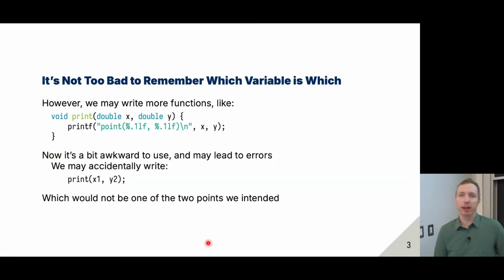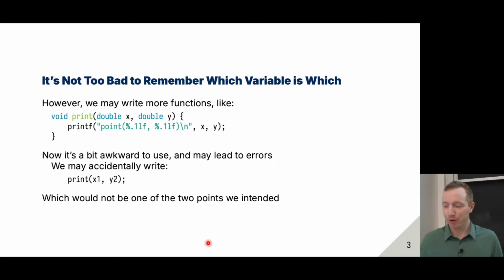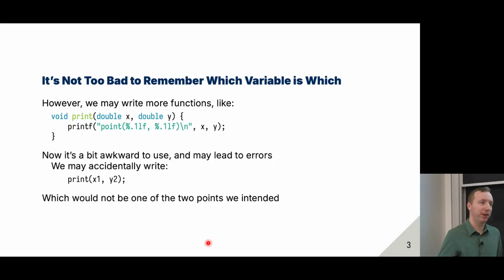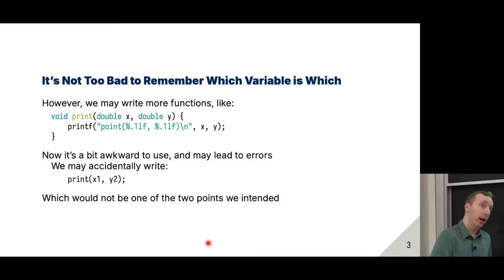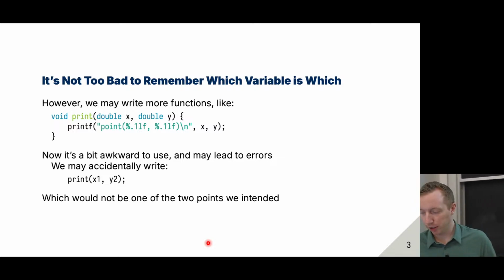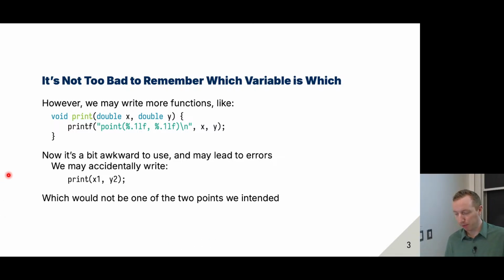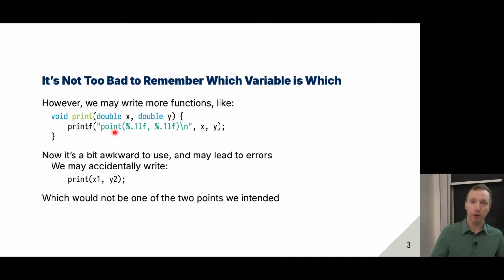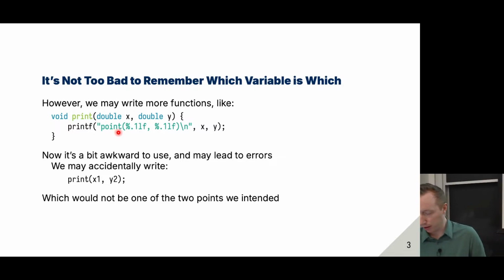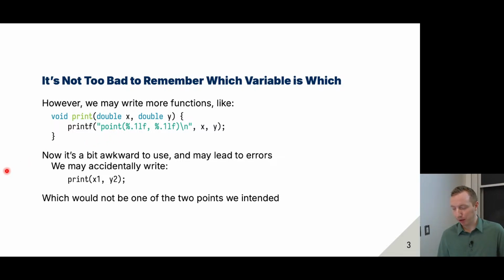For a function like distance, it's not too bad to remember which variable is which. I have an x1, a y1, an x2, and a y2. Not too bad to keep track of them. But what about if I write a function that just prints a point? I write a function just called print, give it an x and a y, and it will print off the coordinates rounded to the nearest tenth.